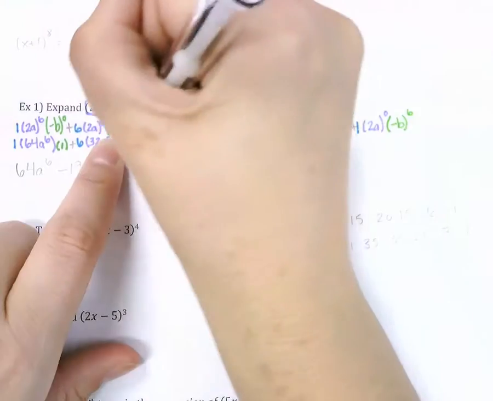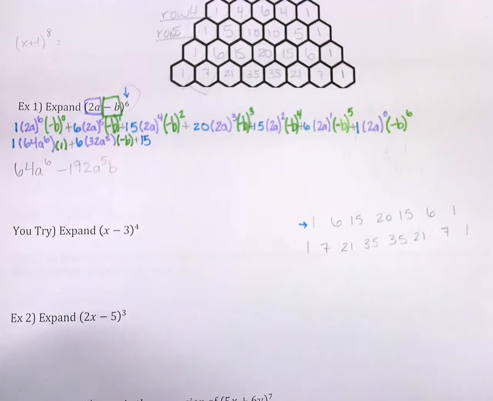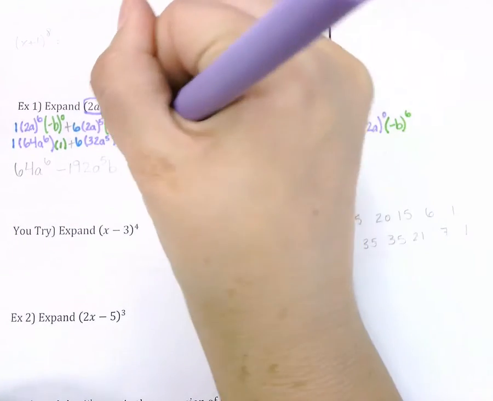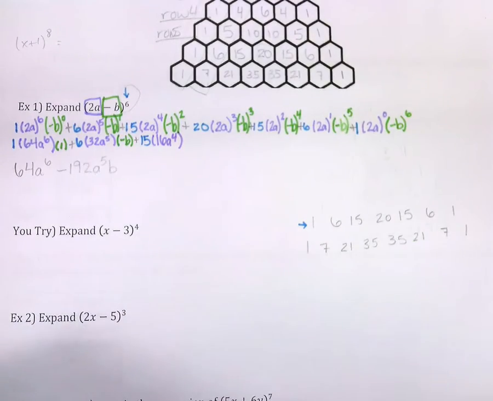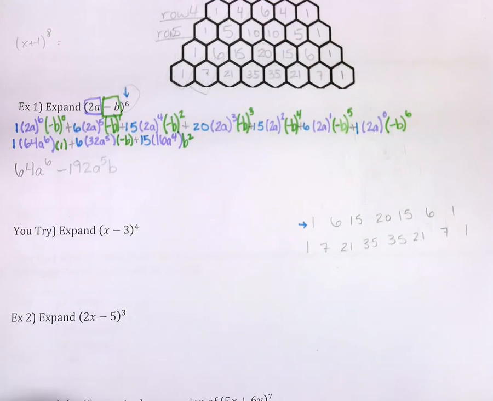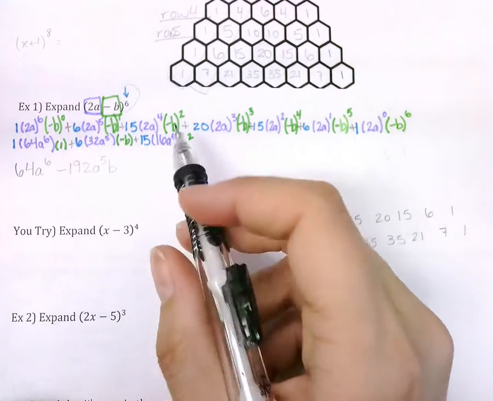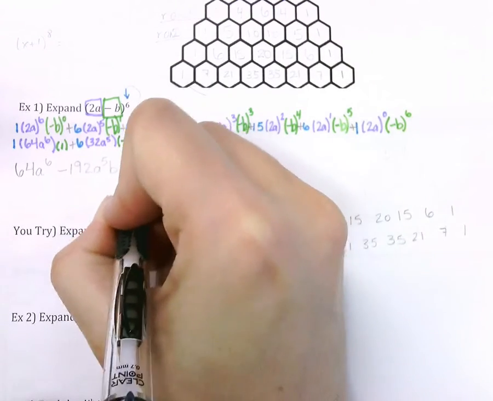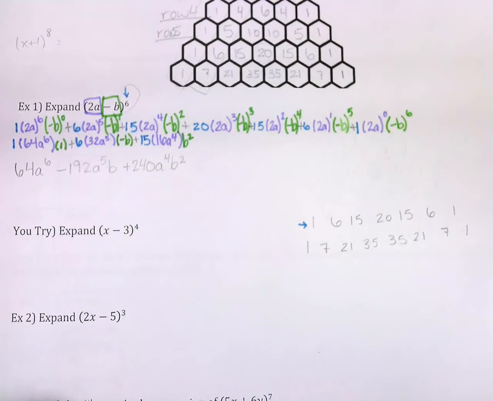Next we have 15. We got to do 2a to the 4th. So what's 2 to the 4th? 16. Okay, so 16a to the 4th. And then negative b squared, is that positive or negative? Positive. Even exponents are going to be positive because a negative times a negative is positive. All right, so we got 15 times 16, 240. Positive. Okay, so 240a to the 4th b squared.